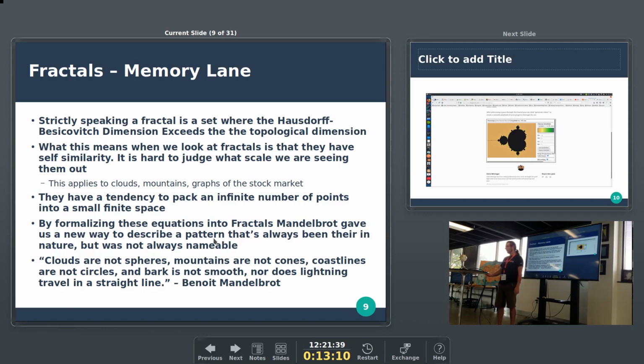So Mandelbrot said, clouds are not spheres, mountains are not cones, coastlines are not circles, and bark is not smooth, nor does lightning travel in a straight line.